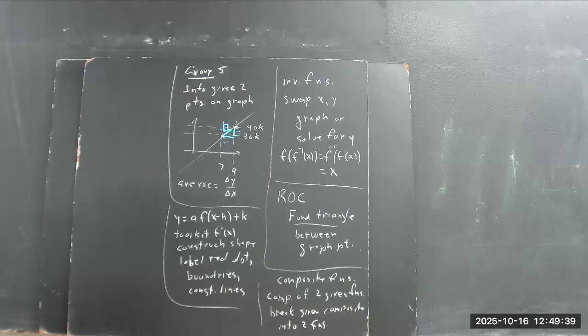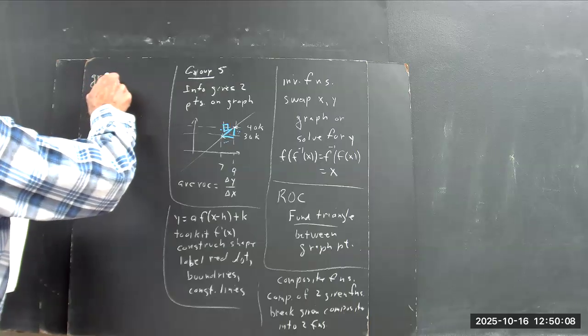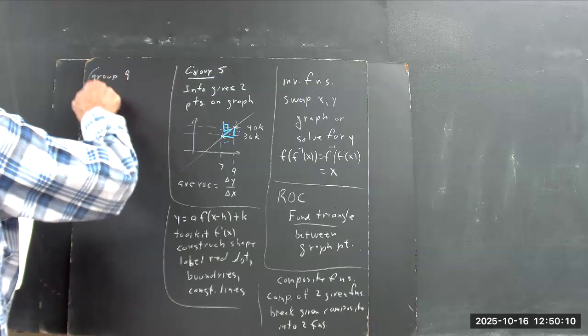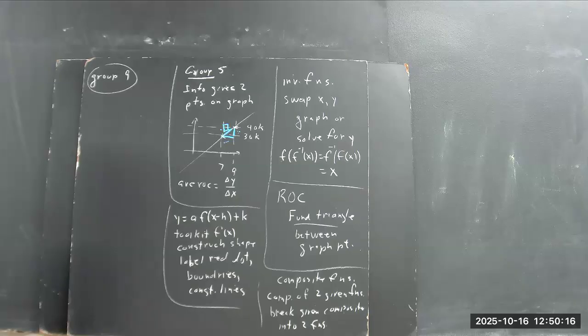Then we do the thing that we did last time for the power functions. Okay, doing the arithmetic. So group 9 is what we just did previously, and that will be included. Okay.